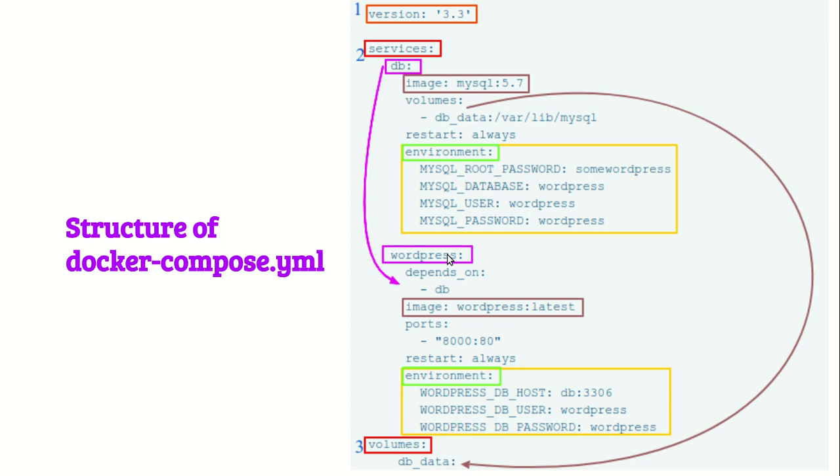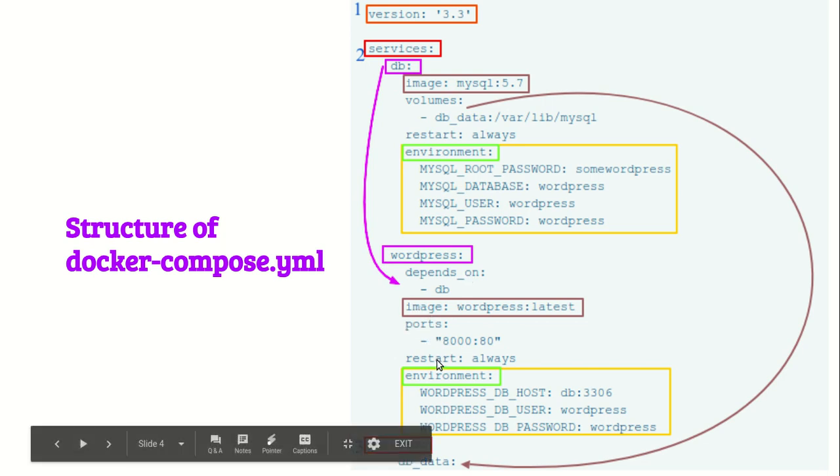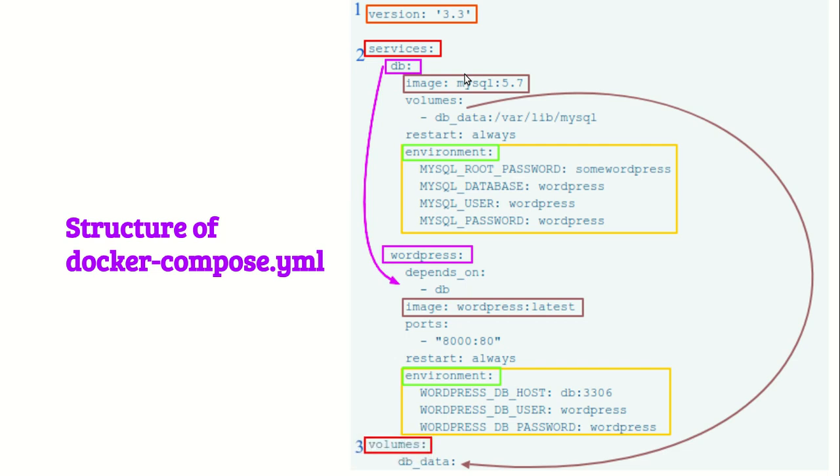Here the compose file format's predefined standard keys are the version key in the first line and the services key in the second line, and image, volumes, restart, environment, depends_on, image, ports, restart, environment. So these are the predefined standard keys of the docker compose file format. The custom keys that we have defined are DB and WordPress.